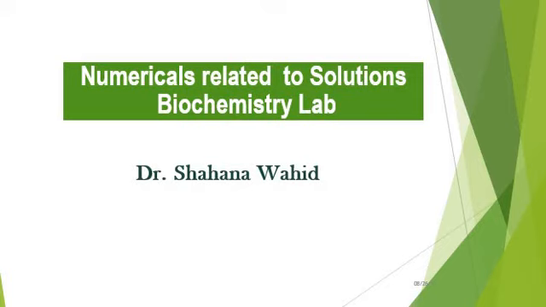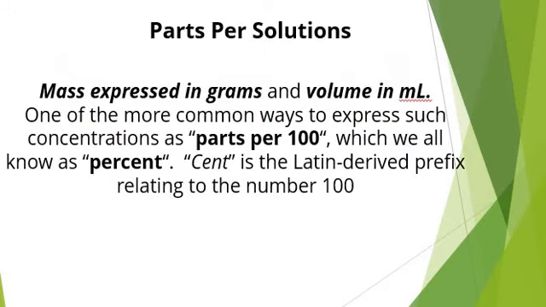In this lecture we will learn other types of numericals related to concentration. Another way of expressing the concentration of a solution is parts per solution. What is parts per solution? It is basically the mass of a substance or a solute, expressed in gram, and the volume of a solution, considered in ml, and it is called the percent of the solution.